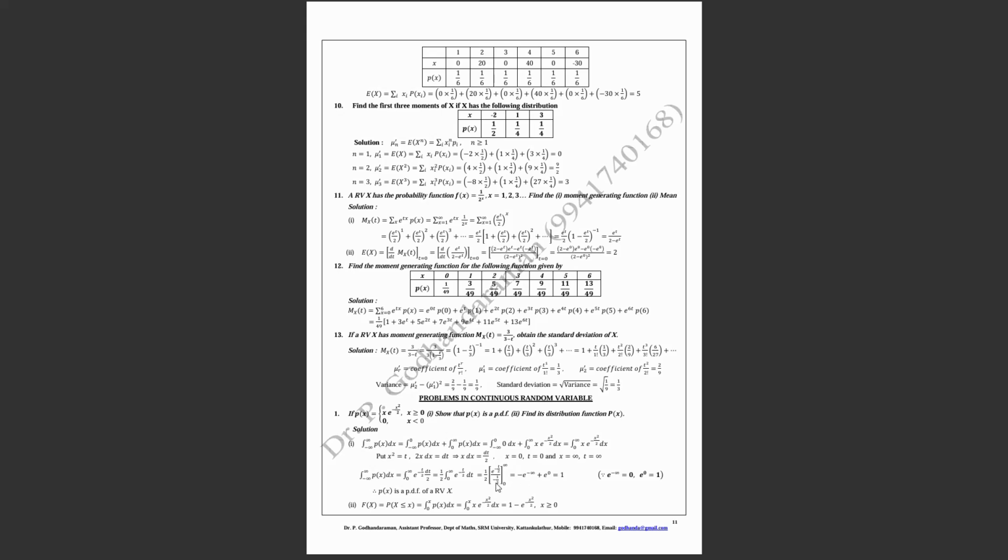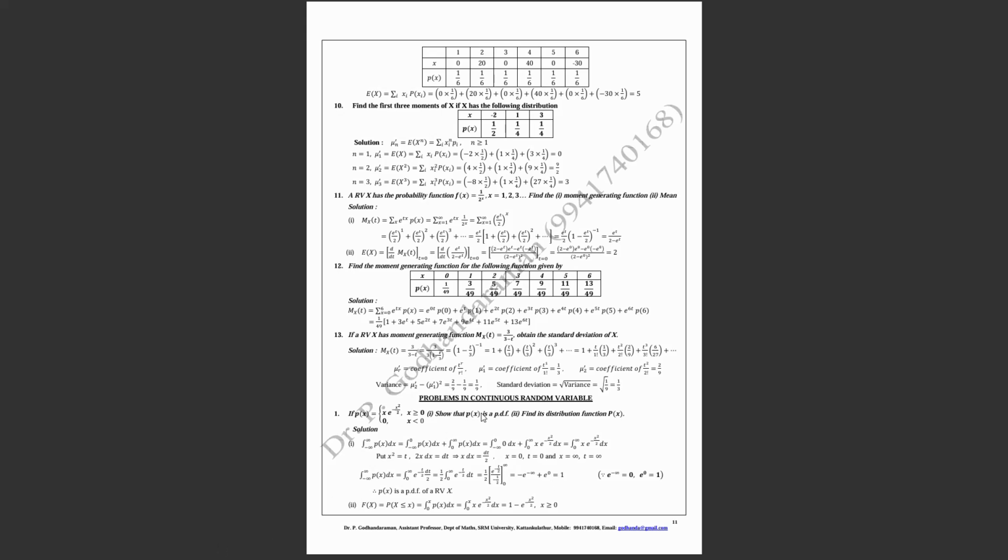So this minus is common, with t equal to infinity as the upper limit, e to the power minus infinity. Minus of minus, already we have the minus, so minus into minus is plus, with t equal to 0 as the lower limit, so e power 0. e power 0 is equal to 1. e power minus infinity is 0. So e power 0 equal to 1, so the answer is 1. Hence the PDF integral is equal to 1.